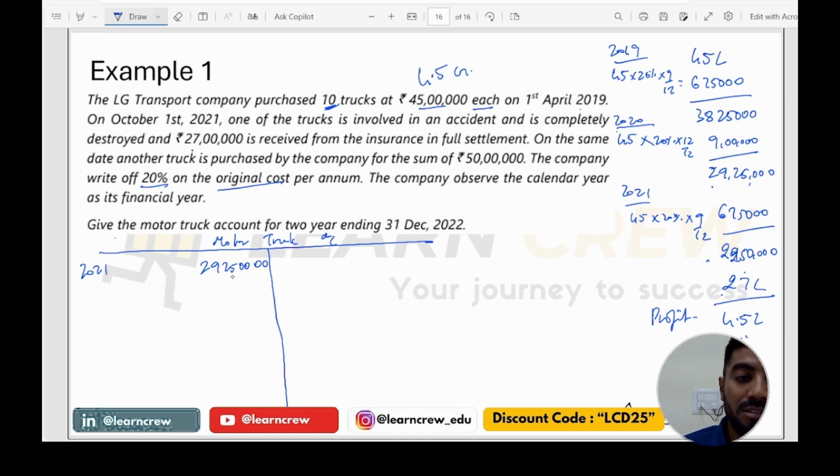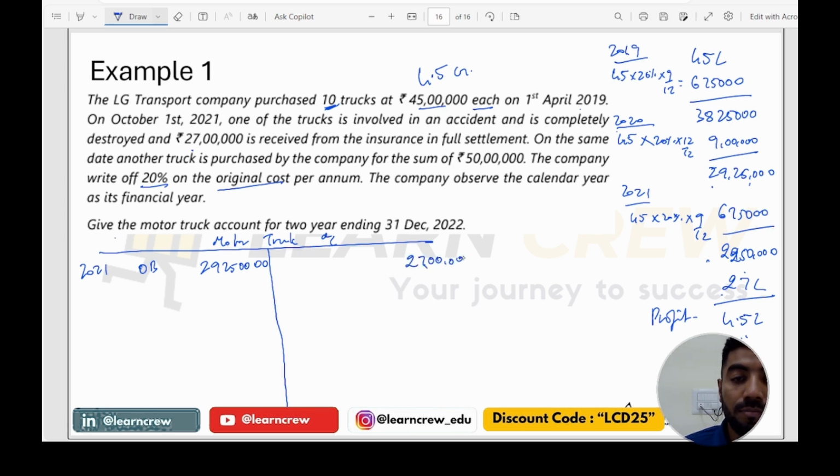This is the value of an asset. This is the opening balance. So from this opening balance, what is happening during the year? One of the trucks is involved in an accident and destroyed, and 27 lakh was received. If you're receiving 27 lakh for a particular asset, we have to record the same. So record 27 lakh.